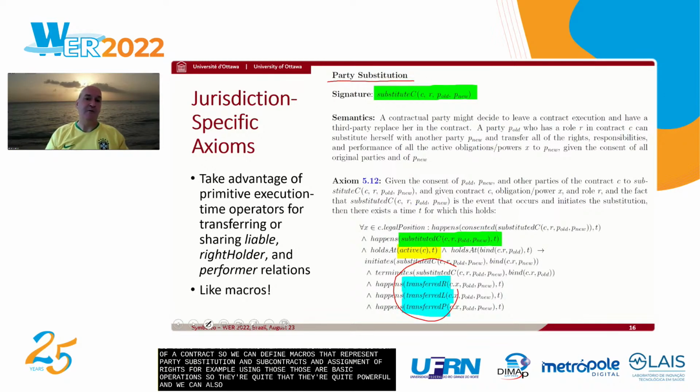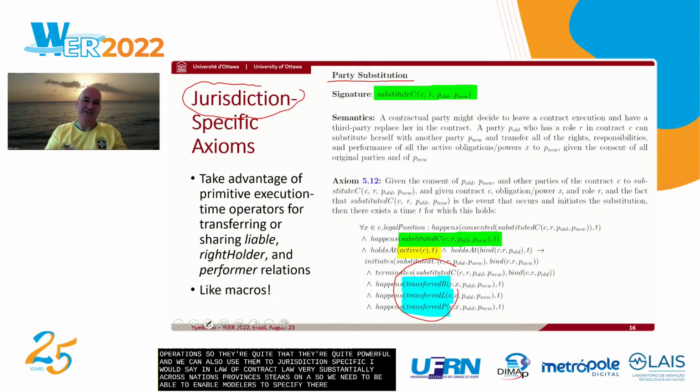And we can also use them to do jurisdiction specific functionalities, because in law, contract laws vary substantially across nations, provinces, states. So we need to be able to enable modelers to specify their jurisdiction semantics for very advanced operations. And essentially this enables the creation of macros for specific jurisdictions.